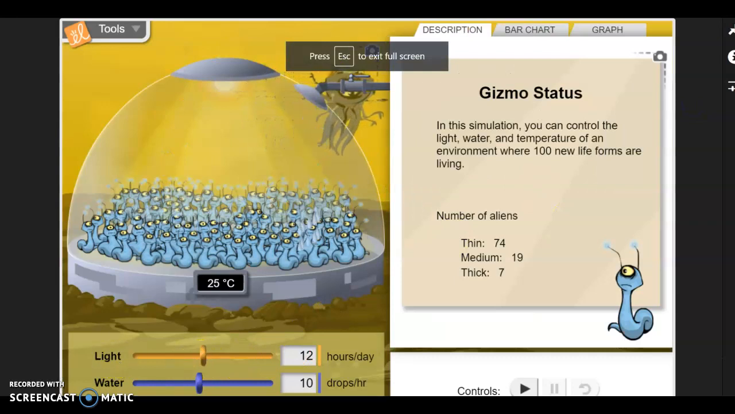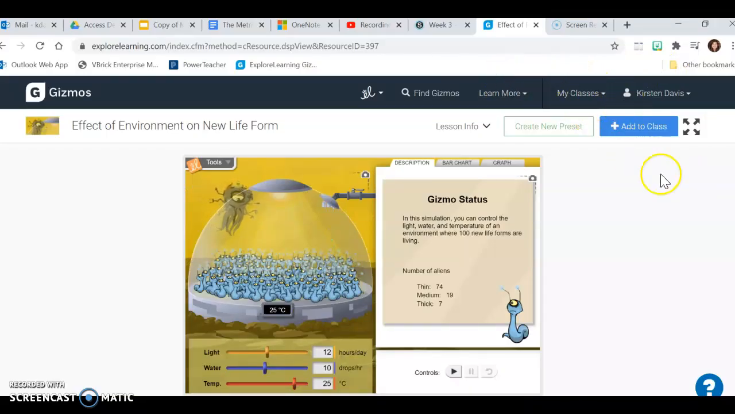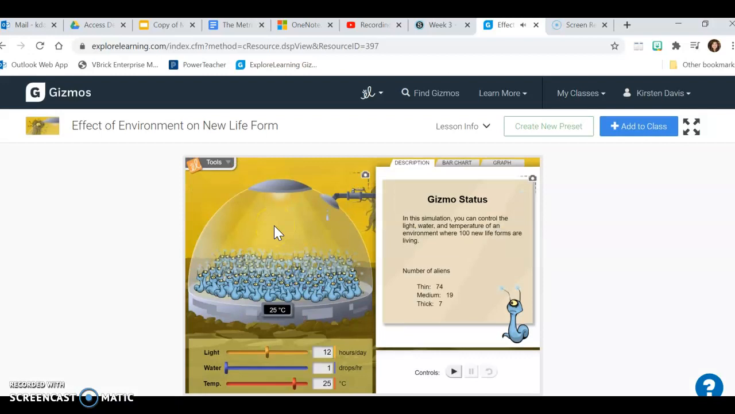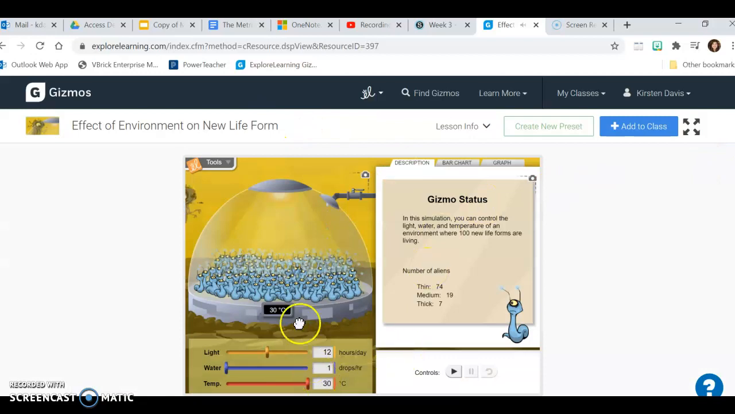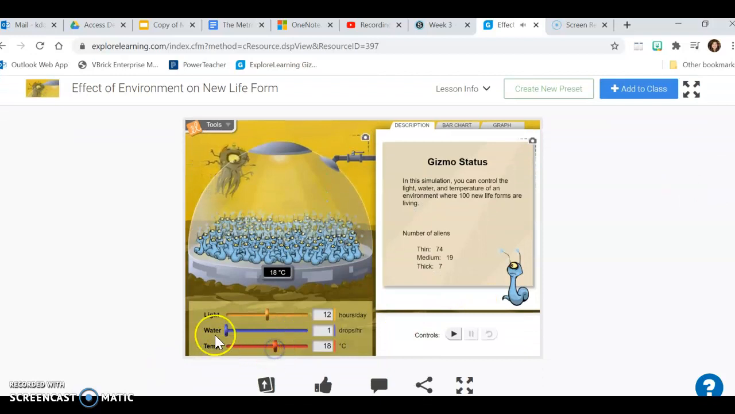So you'll notice that there are three variables that you have control over. And I think that you're not seeing temperature on my screen right now, so I'm going to go ahead and go back to the smaller screen. So you can change light, you can change water amounts, and you can change temperature. So those are things that you can change. Again, you would only want to change one thing at a time while keeping the two other variables consistent.